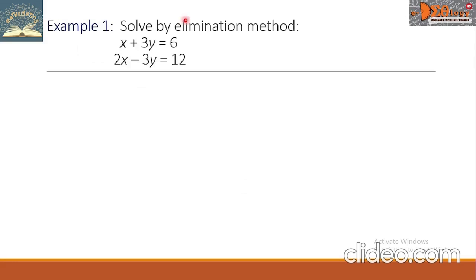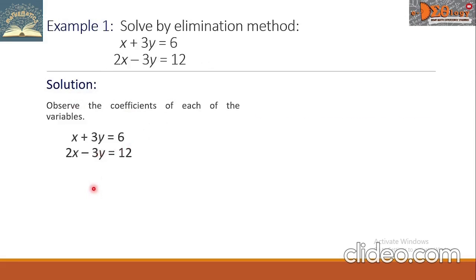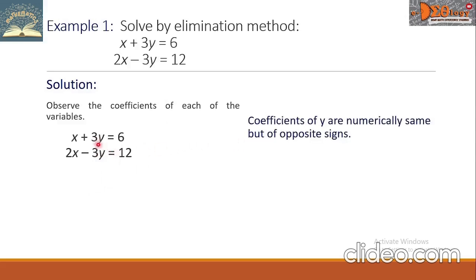Example 1. Solve by elimination method. x plus 3y equals 6. 2x minus 3y equals 12. Observe the coefficients of each of the variables. Let's copy our problem down here. Notice that the coefficients of y are numerically the same, but of opposite signs. In this case, we can add the equations. When we add, the y variable will cancel out.